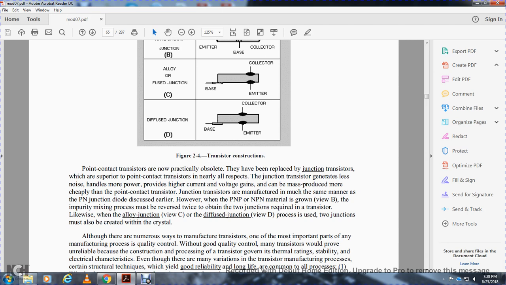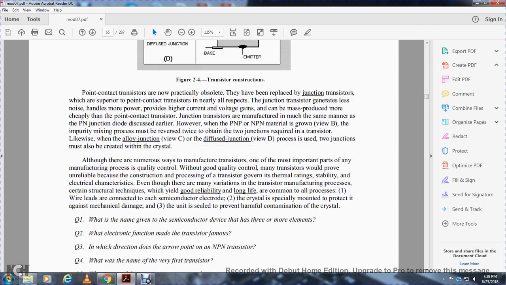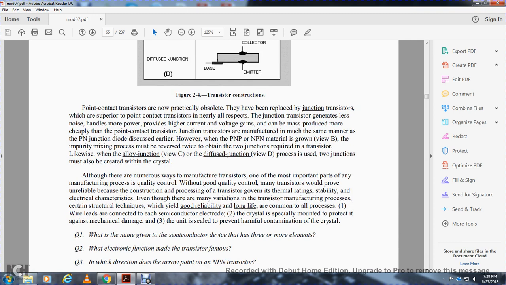However, the PN material is grown in view B. Impurity mixing must be reversed twice to obtain the two junctions required in the transistor. Likewise, in the alloy junction, view C, and the diffused junction, view D, process, the two junctions must also be created within the crystal.